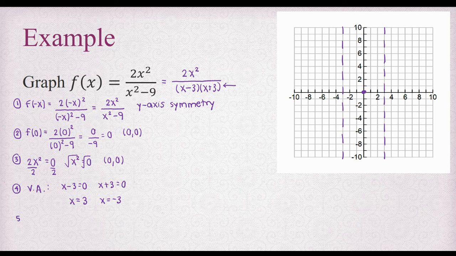All right, our fifth step is identifying the horizontal asymptote. Notice that both degrees are the same. They are both degree 2. The lead coefficients are 2 and 1, so it's going to be y equals 2 divided by 1, which is 2. So y equals 2 is the horizontal asymptote that I have to draw in.